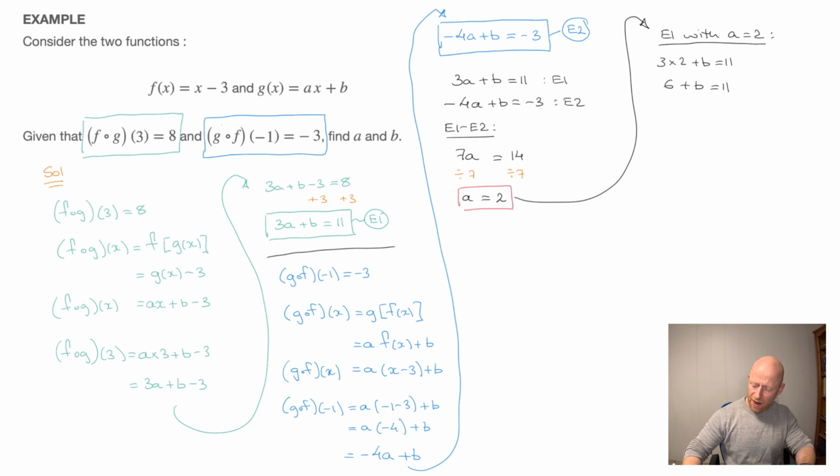And finally, subtracting 6 from both sides of this equation, we find b equals 11 minus 6, which is 5. And we've now found the second coefficient, b. And as such, we're done.